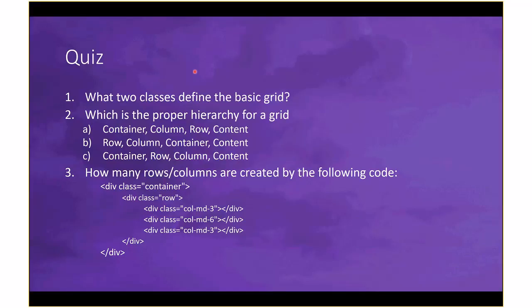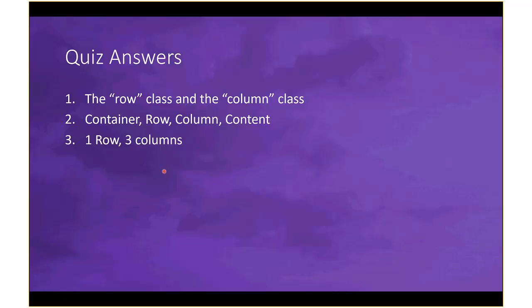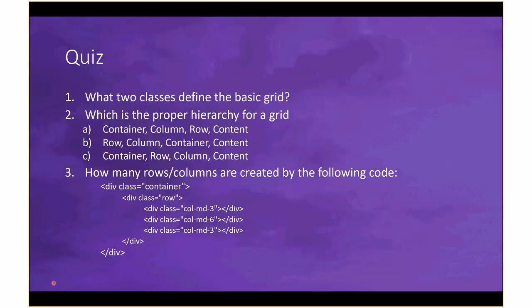And then how many rows and columns are created by the following code? Of course, there's only one div tag with the row class, so there's only one row. And then there are 3 div tags with the column class, so there are 3 columns. So the answers here: the row and the column class; container, row, column, content; and then, as I said, 1 row and 3 columns by this HTML code here.